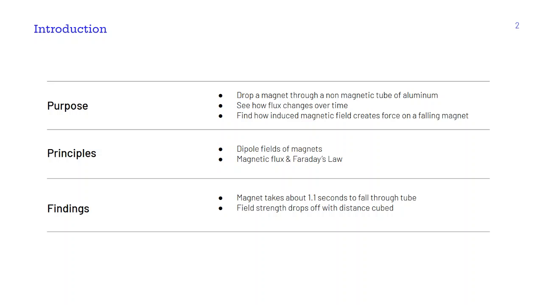The principles of this lab are the dipole fields of magnets, magnetic flux, and Faraday's law. What we found is the magnet takes about 1.1 seconds to fall through the tube, which is longer than it would take if it was only being acted on by gravity. And the field strength drops off with distance cubed.